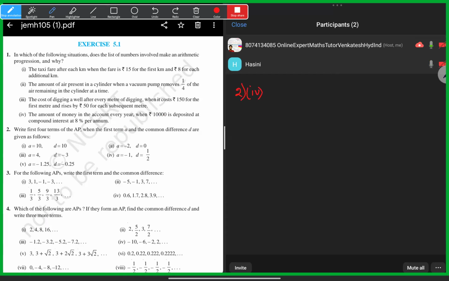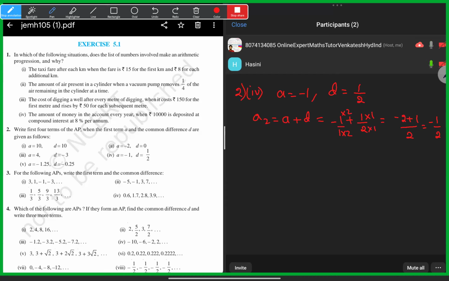Second one, 4th bit. A is -1 this time and D is 1 by 2. So A2 is nothing but A plus D. First, -1 plus 1 by 2. Here we should do the LCM, by 1. Into 2, into 2, this is into 1, into 1. The LCM is 1 on 2 only. So -2 plus 1 by 2, which is -1 by 2.